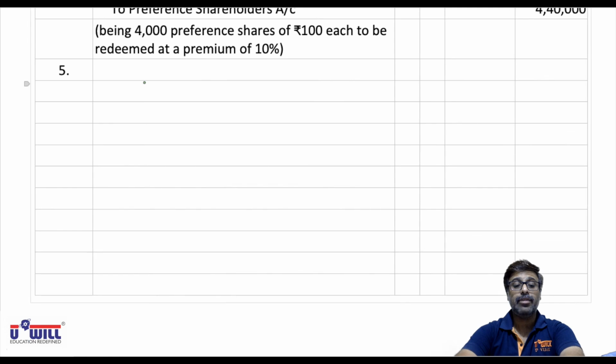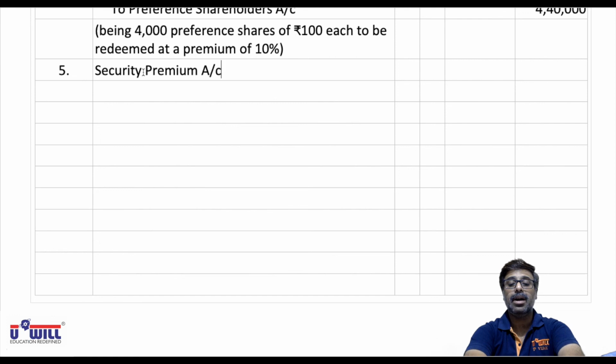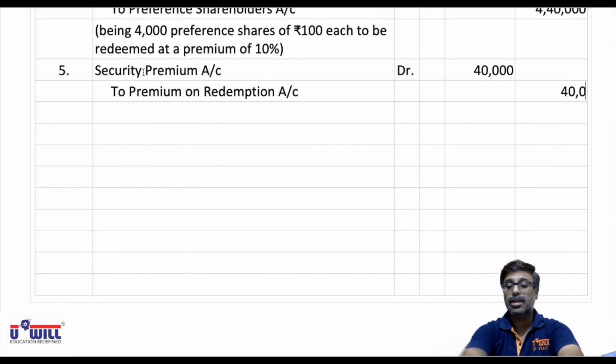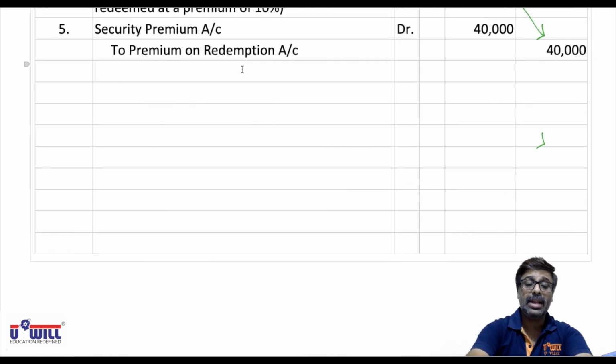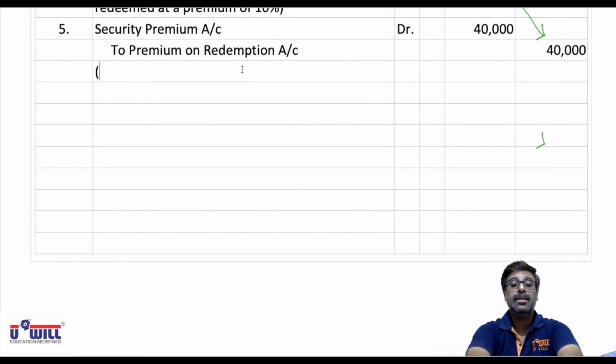So directly we'll pass the entry for writing off the premium on redemption. Security premium account debit with 40,000 to premium on redemption account with 40,000. So this premium on redemption account we will reverse and credit to close it, and the entire 40,000 is written off from security premium. Whether existing or new does not make any difference. Finally, it is written off from security premium only. So being premium on redemption written off.